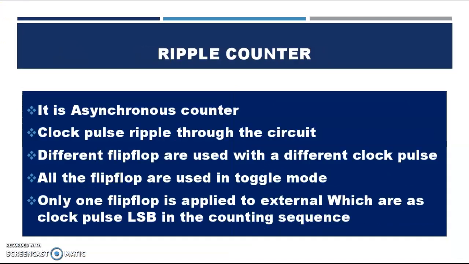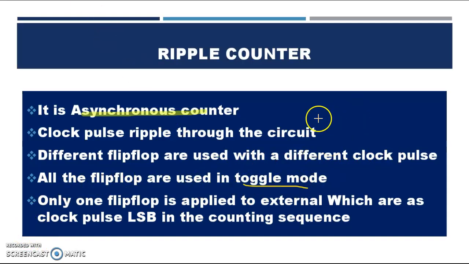Now let's see about the ripple counter. A ripple counter is the asynchronous counter. It got its name because clock pulses ripple through the circuit. Here different flip-flops are used with different clock pulses. All the flip-flops are used in toggle mode.